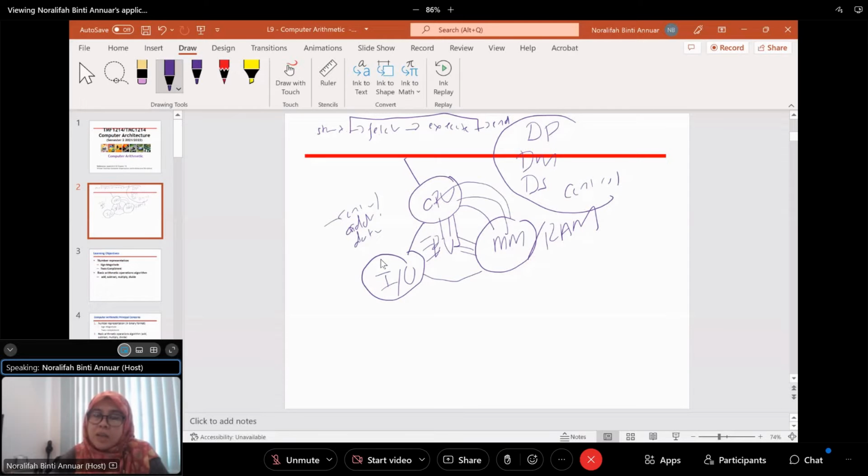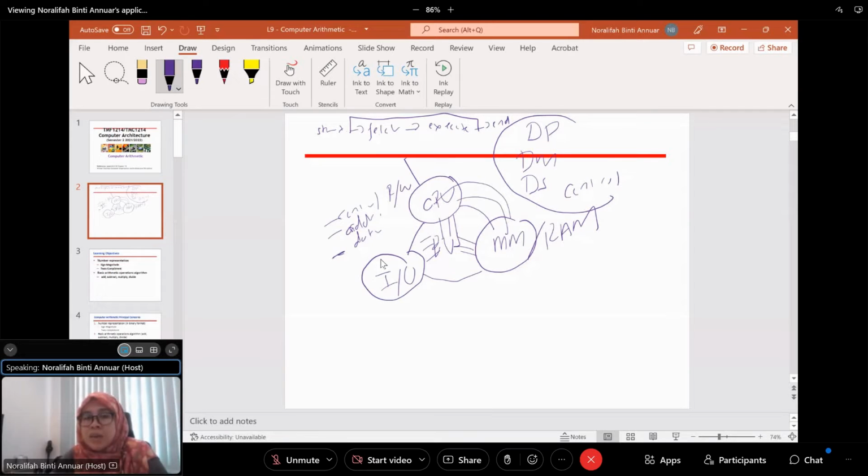So each of these lines carries a different thing. One carries control. The control is the signal: read or write. Does it want to read or write? And then address. They need the address, otherwise they don't know where to get this data from or where to send the data to. So it must have an address. And this line is for data, to carry the data.